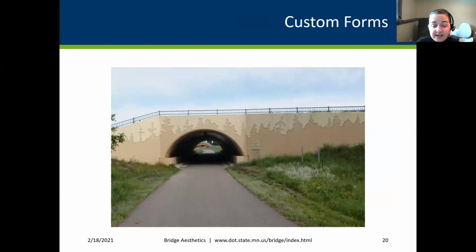Custom forms, sometimes we do these, not too often because they do tend to be more expensive. They also take a lot of design time, and being the only bridge architect that we have, we just don't have the time to provide some of these services. But if a city or county or anybody wants to add additional resources, we are more than happy to accommodate these kind of fun things.